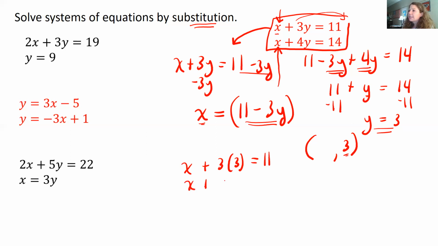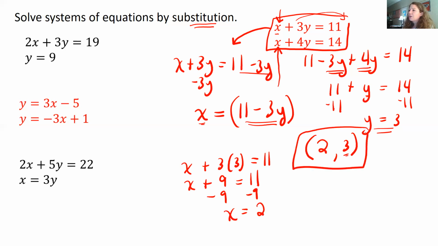X plus 9 equals 11. And then I'm going to subtract 9 from both sides. So I know that x is equal to 2. There is my answer. What does that solution mean? It means if I graph these two original equations on a coordinate plane, they would intersect in one place, and that place would be (2, 3).